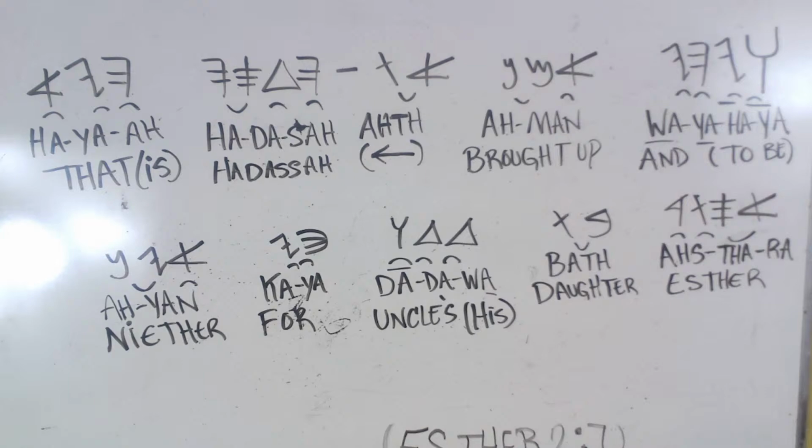Wayahaya Aman Af Hadassah Hayah, and brought up Hadassah, that is Astara, Bat Dadawa, Kaya Ayan. Esther, his uncle's daughter, for neither. All right, so we sort of get into it. Let everybody screenshot what we got on the screen right now. I'm going to take a picture of it as well.